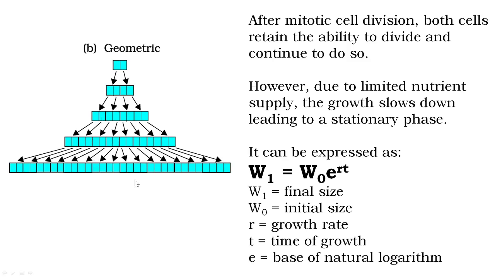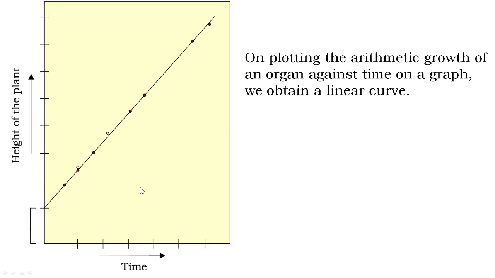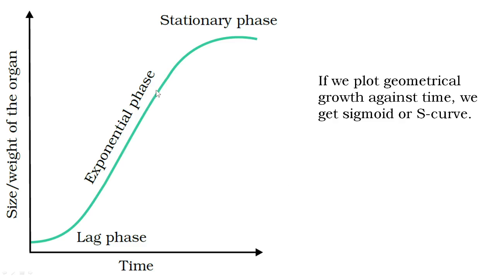So it rises exponentially. Then after some time, due to limitations in nutrients and cell death, the growth stops. It attains a stationary phase and the shape you can see over here is called a sigmoid shape or S curve.